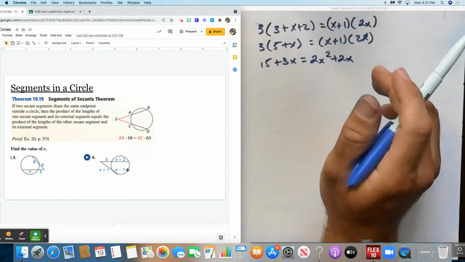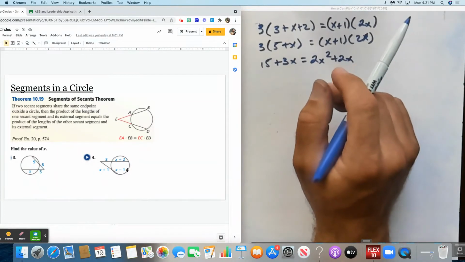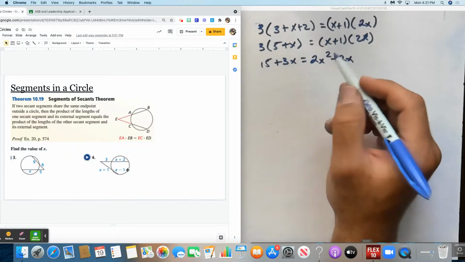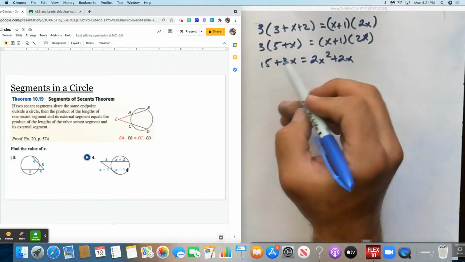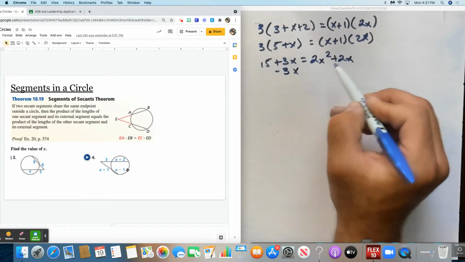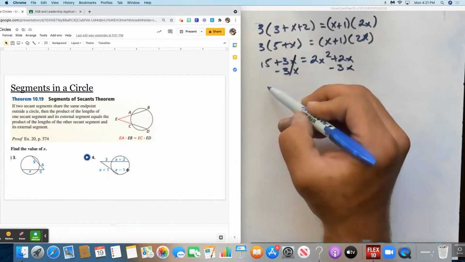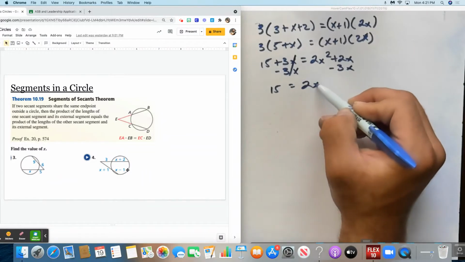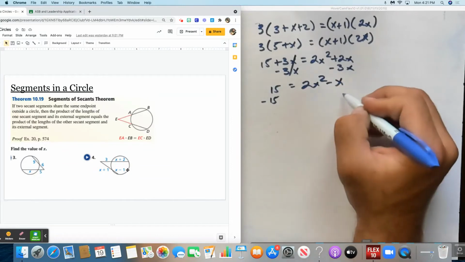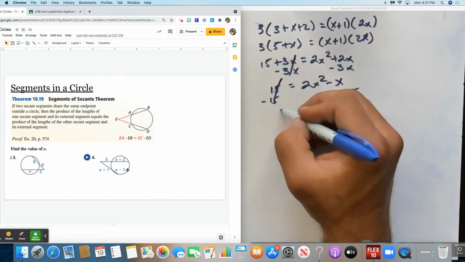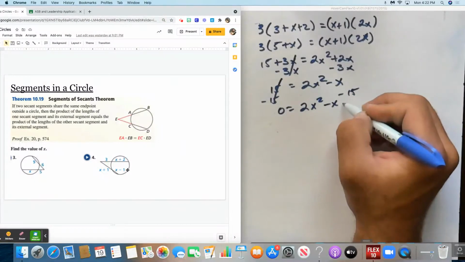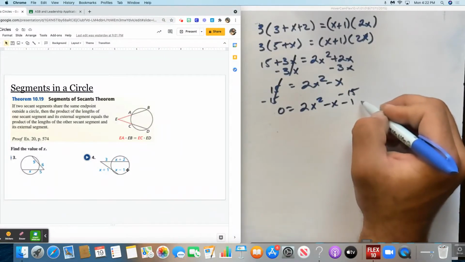We can do that by factoring or using the quadratic formula. So we've got this piece over here. I'm going to subtract 3x. That cancels, and we get 15 equals 2x squared minus x. And then I'm going to subtract 15 over here, 15 over here. That cancels, and we get 0 equals 2x squared minus x minus 15.